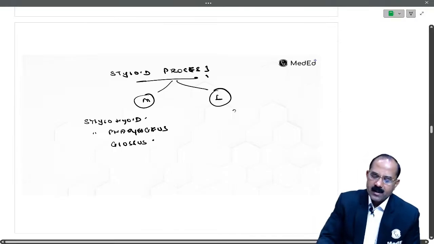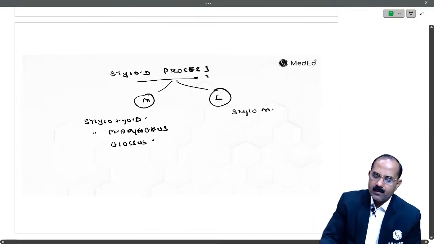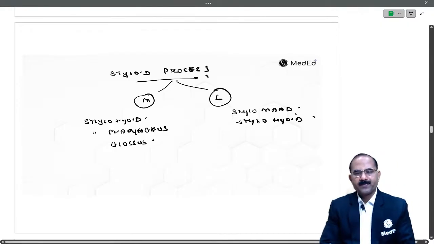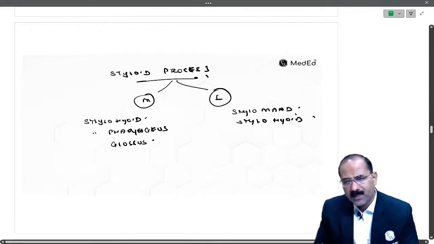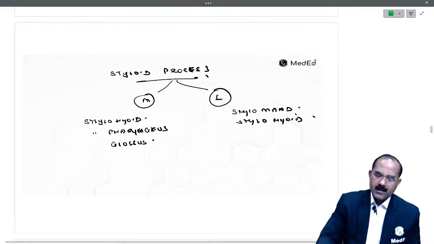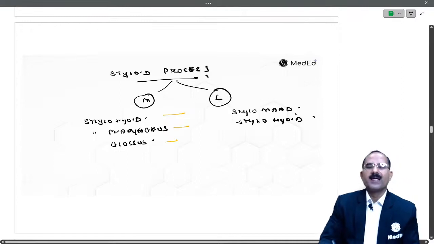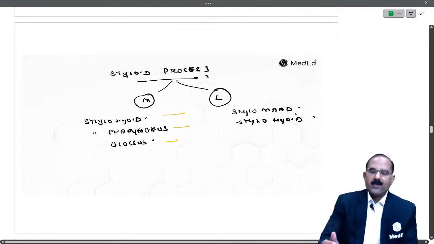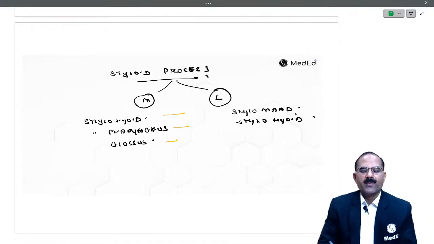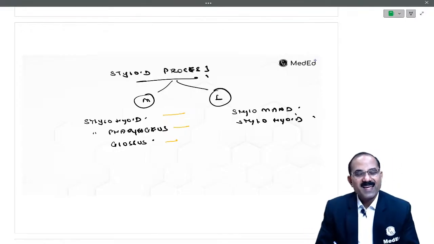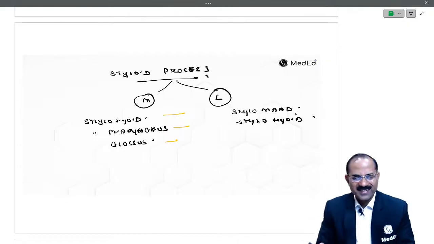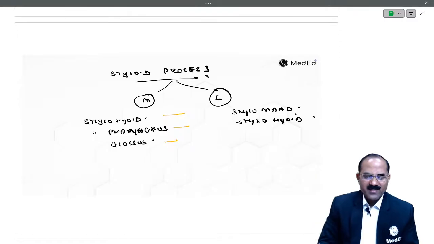And ligaments are stylomandibular ligament and stylohyoid ligament. Stylomandibular and stylohyoid. Come on, children, quickly tell me the nerve supply. Nerve supply of stylohyoid, stylopharyngeus, styloglossus. Stylohyoid. What is the nerve supply of stylohyoid? Any guesses? No guesses. Now you should be able to answer.